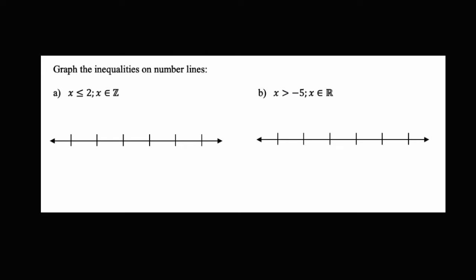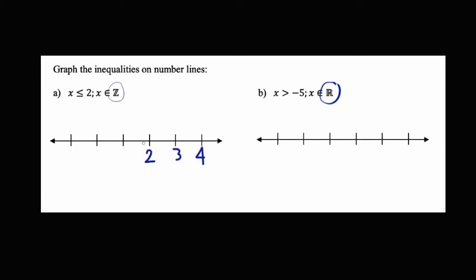Let's take a look at this question. This one has us graph inequalities on number lines. So if you remember, this was where we had our different number sets. Here we're looking at integers and real numbers. So on the left, part A, we're being asked x is less than or equal to 2. So that tells me I have to have 2 somewhere near the middle. So maybe I'll put it right there.